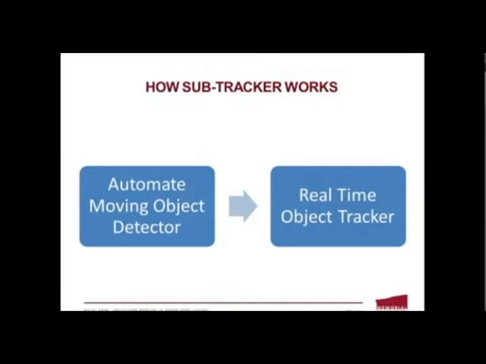Then, how a subtracker works. A subtracker is made up of 2 components. One is the moving object detector. Another is a real-time object tracker.